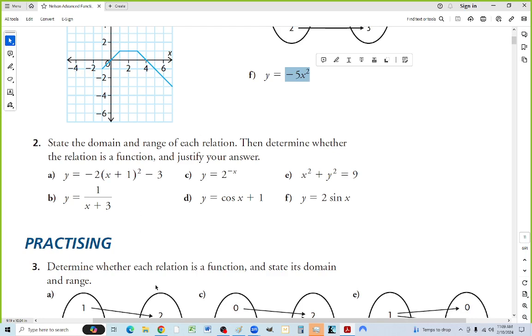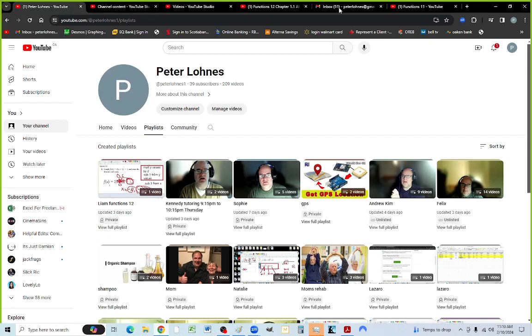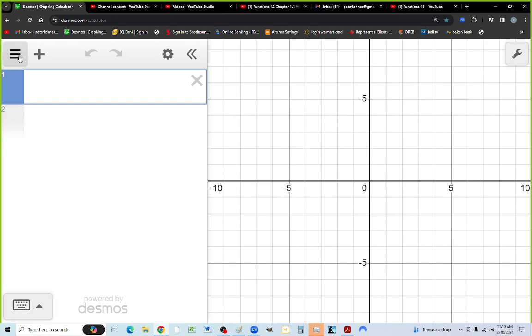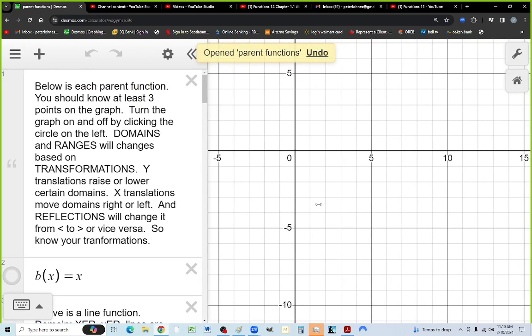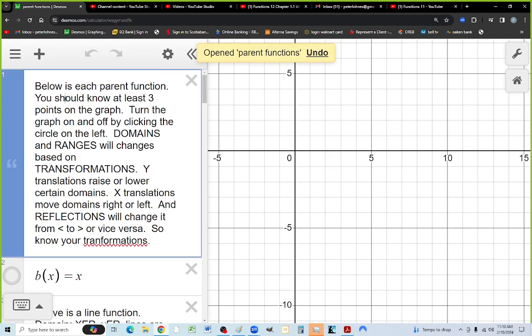But now it's asking for domain and range. So, domain and range are, I'm just going to go back to that parent function, also explained in here.